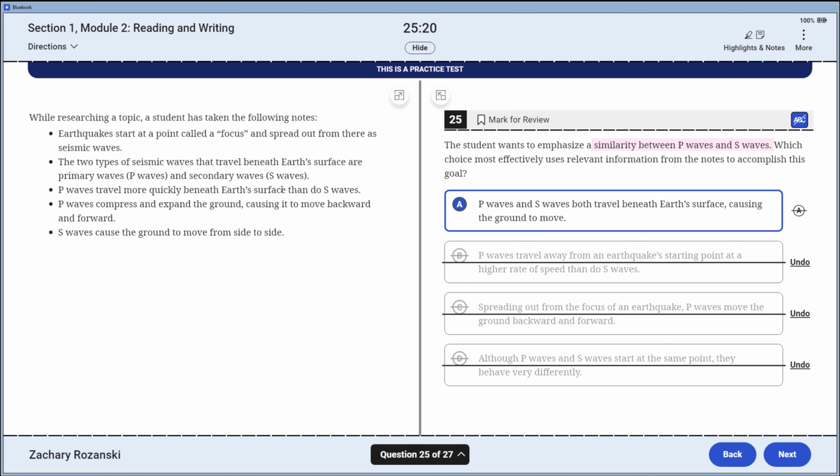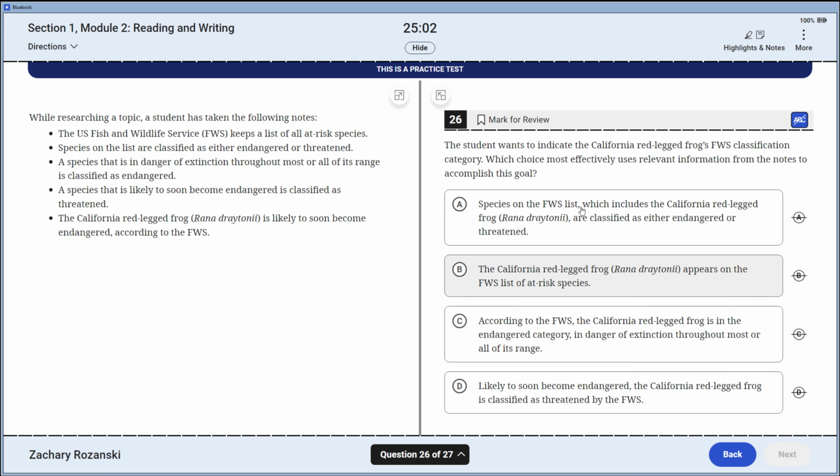Do they both travel beneath the surface? S waves cause the ground to move. Oh, and that secondary entailment. Do they cause it to move? Absolutely. P waves expand the ground, causing it to move quickly beneath the surface. So they both travel faster. Everything's true about A, and we are going to pick it.